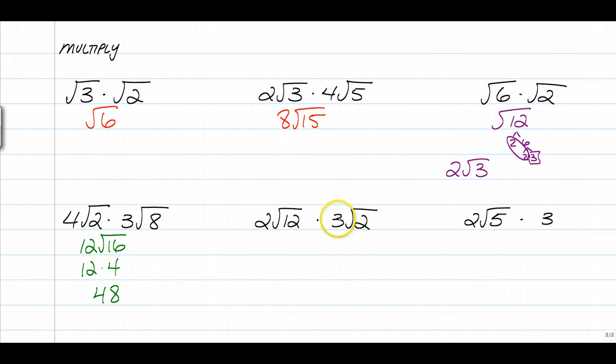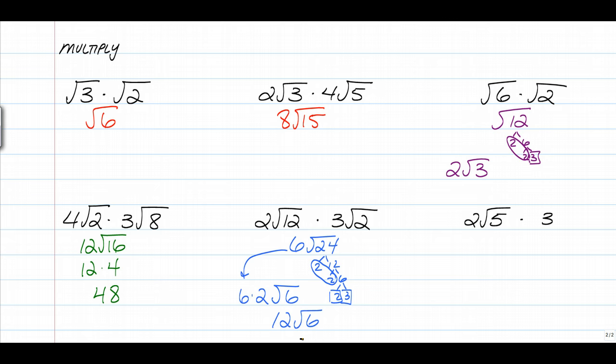Second example, 2 square root of 12 times 3 square roots of 2 is going to give you 6 square roots of 24. Of course, you must break that down. 2 and 12, 2 and 6, 2 and 3. We have a group of 2's, but we have an individual 2 and an individual 3. So that will simplify to 2 root 6. But do not forget about the 6 that's already outside. So the final answer for this one would be 12 root 6. And again, if you got that, fantastic job.